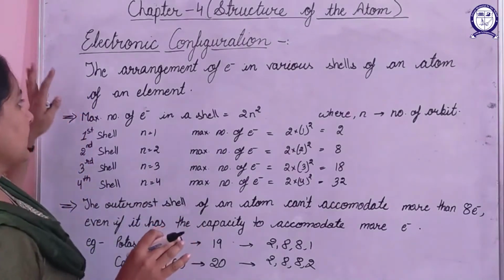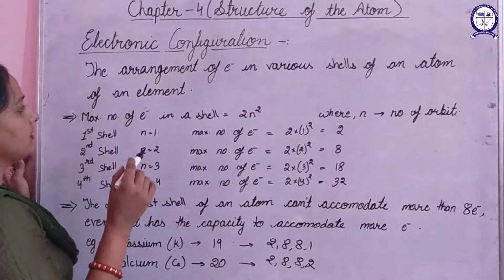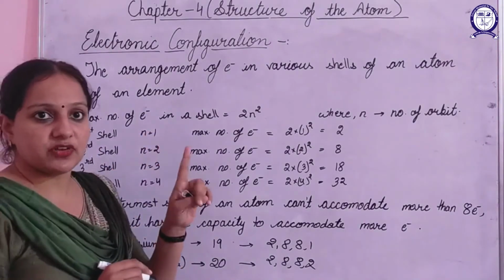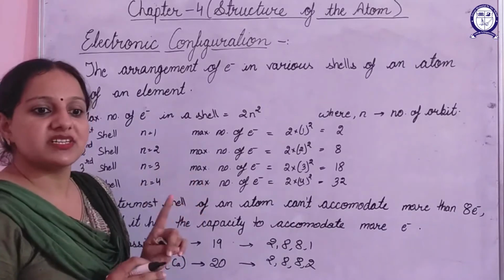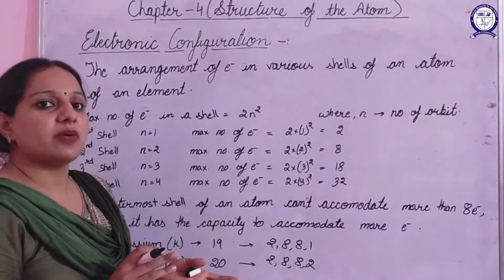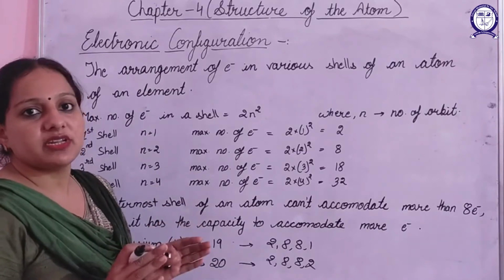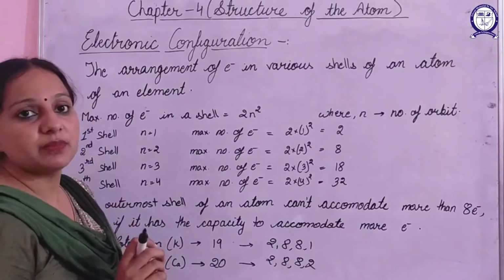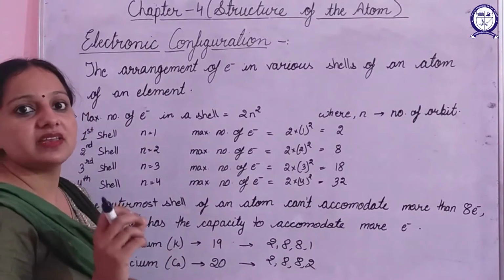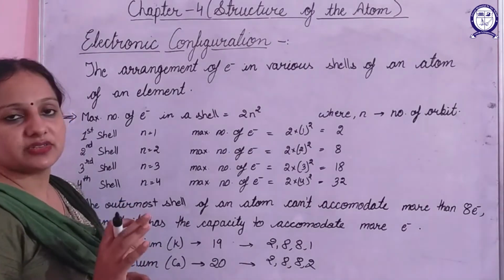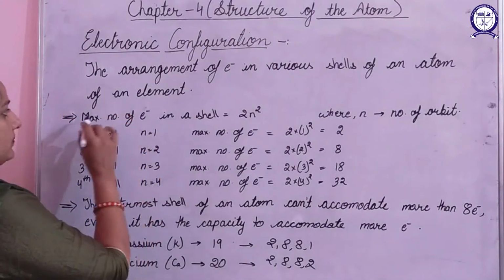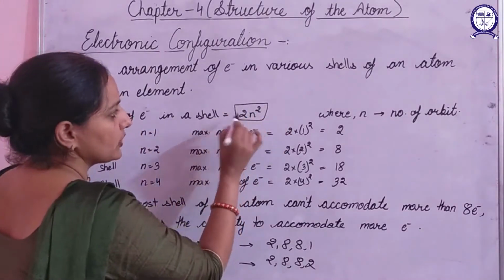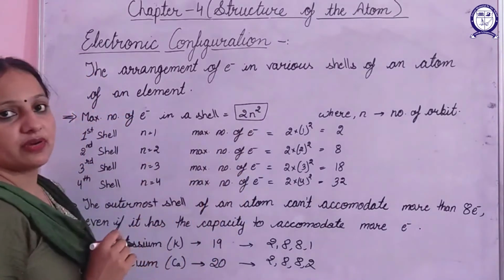For calculating the electronic configuration, two things must be known to us. First of all, the atomic number of an element. Depending on the atomic number we can specify the electronic configuration. And second, if we know the maximum number of electrons that could be accommodated in any shell, then also we can write the electronic configuration easily. The maximum number of electrons in a shell is given by the formula 2n square, where n is the number of the orbit.